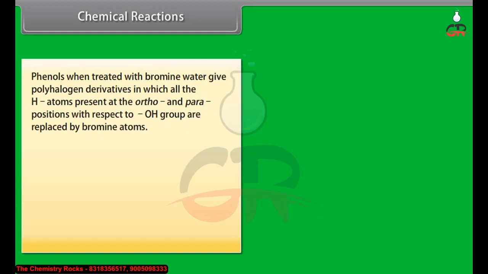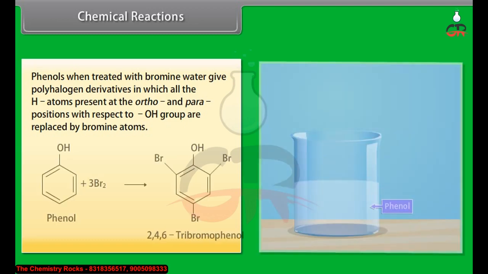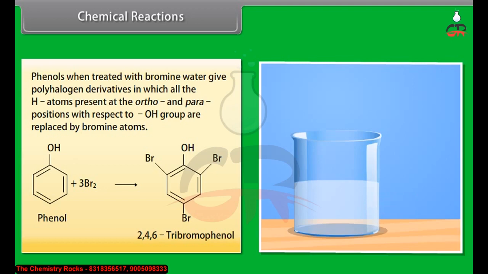Phenols, when treated with bromine water, give polyhalogen derivatives in which all the hydrogen atoms present at the ortho and para positions with respect to the hydroxyl group are replaced by bromine atoms. Phenol reacts with bromine water to form 2,4,6-tribromophenol.